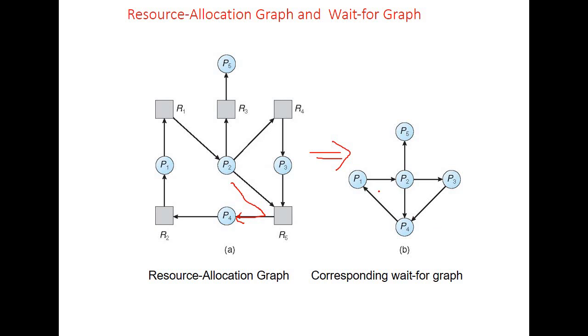In this wait-for graph there is a cycle here. In this case there is an inner cycle, and there is also an outer cycle. So there are two cycles found in this situation. Therefore there is a deadlock, so the allocation of the resources is in an unsafe state. This is how we find whether there is a deadlock in the system or not, by constructing a wait-for graph from the resource allocation graph.